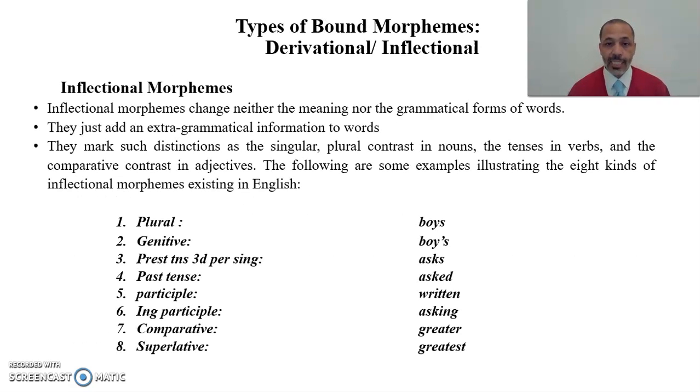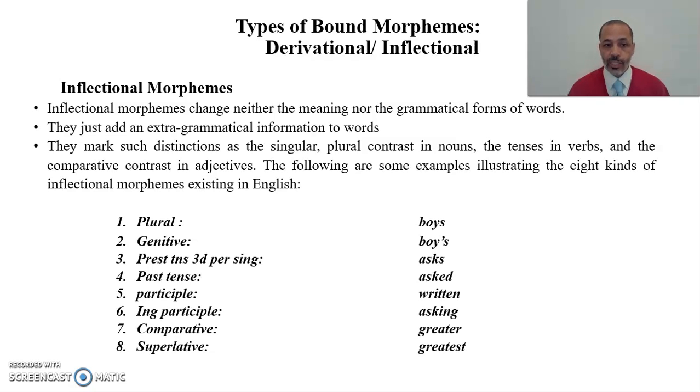Now, the last type of bound morphemes is inflectional morphemes. What we have seen so far are just derivational bound morphemes. Oh, by the way, all derivational morphemes are bound morphemes, and all inflectional morphemes are also bound morphemes. So the second type of bound morphemes is inflectional morphemes. Inflectional morphemes change neither the meaning nor the grammatical class of words. They just add extra information to words.